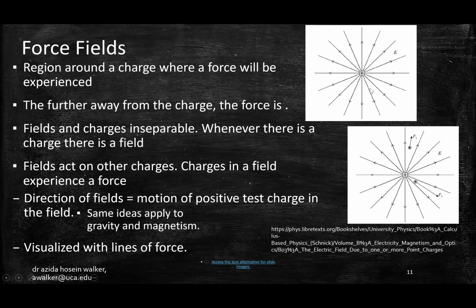It's the same idea that we have when we think about gravity, where it's the region around the gravitational field where a gravitational force is experienced, or the magnetic field, where it's the region around a magnet where a magnetic force is experienced. These field lines are vectors, and so they're represented with the direction of a vector, an arrow.